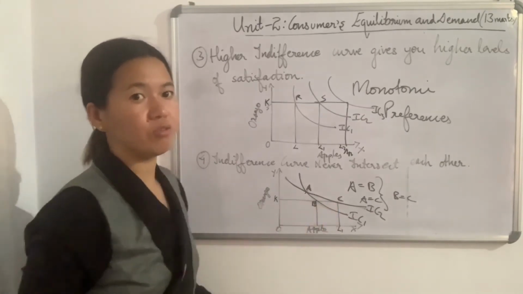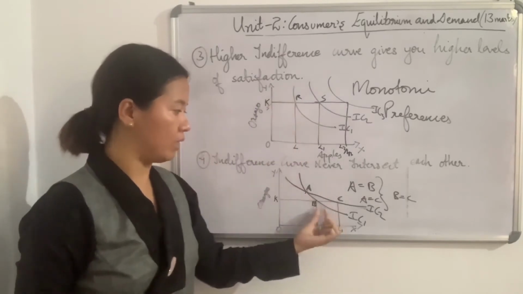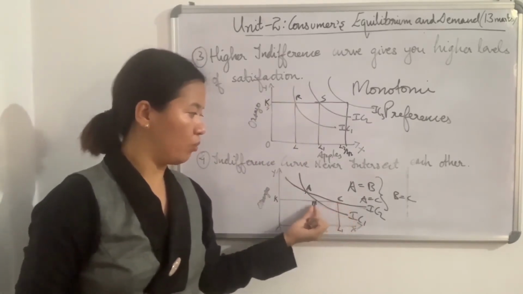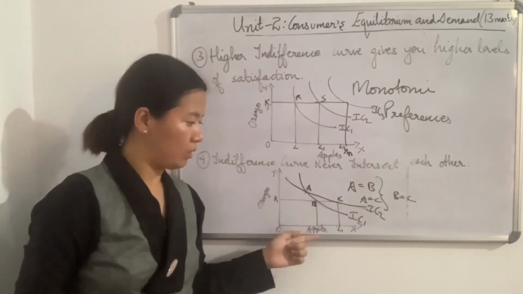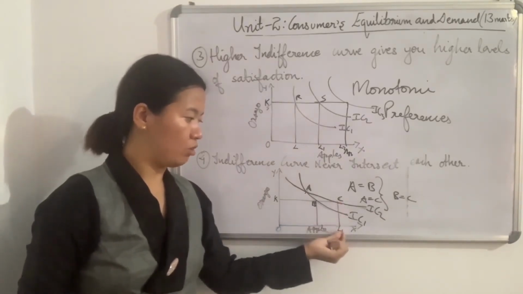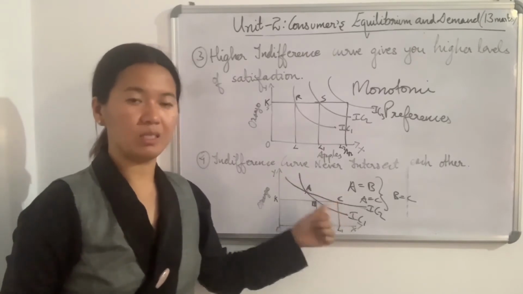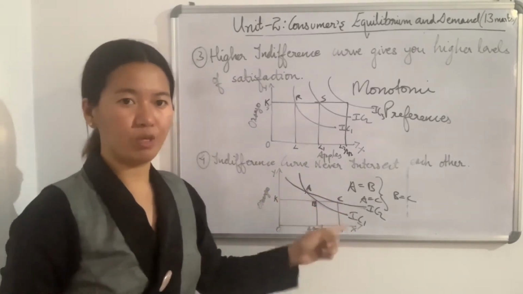But this is not possible at all, because from the previous property, we have learned that points B and C both consume the same amount of good 2, but when we see the other good, that is apple, point C is consuming a greater number of apples, which means that it will of course get higher satisfaction. Therefore, point B will never be equal to point C.